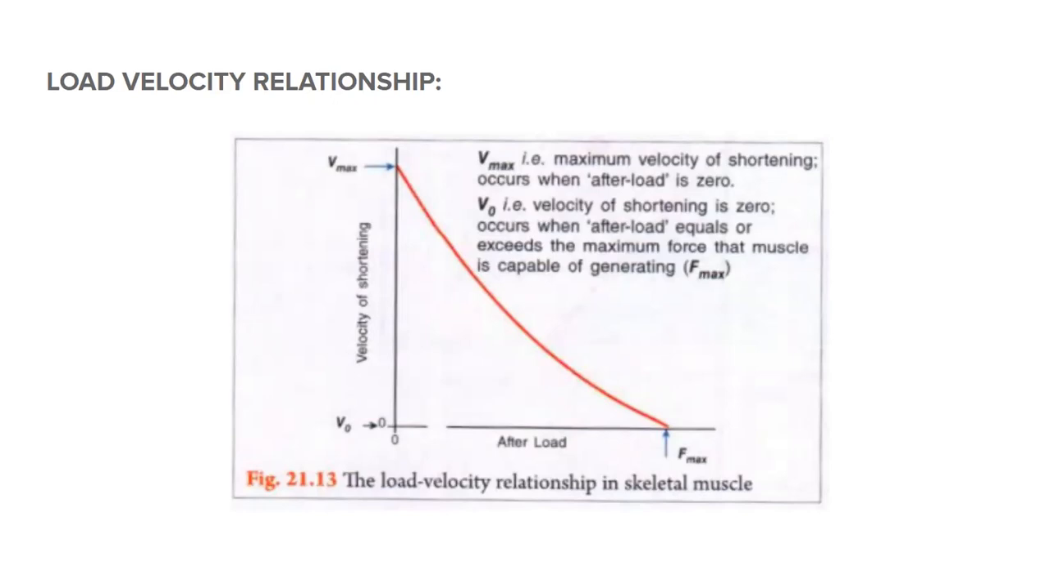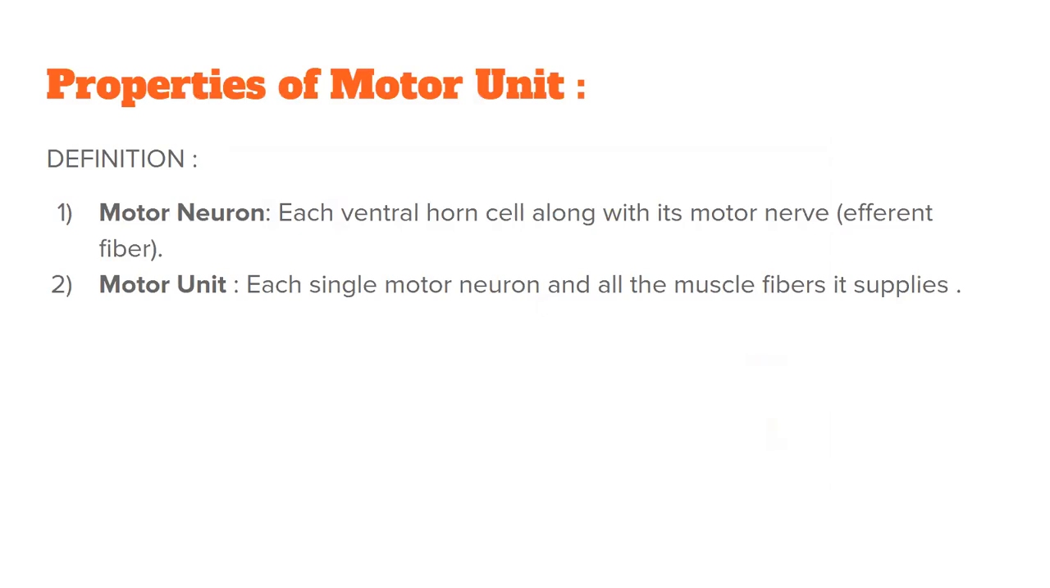What they are trying to say is the weight attached is your afterload. If you go on increasing the weight, it's obvious that the velocity at which it contracts will be less. This is pretty much basic common sense. So as you increase the weight at the end of the muscle, the velocity at which the contractile component acts is slow.